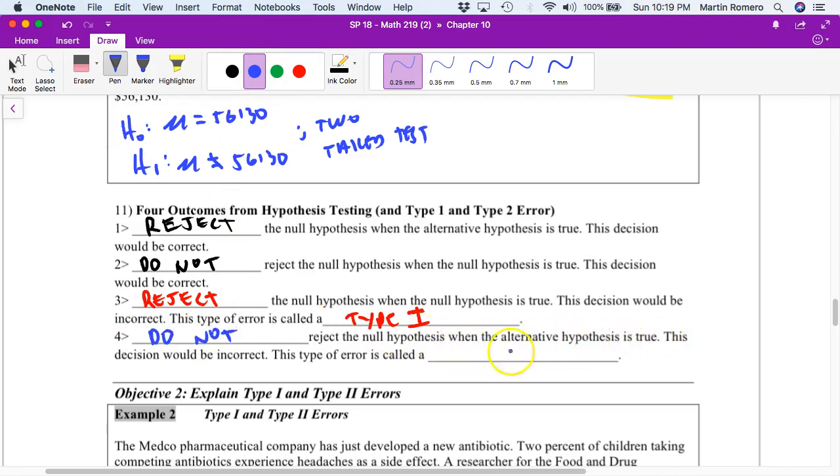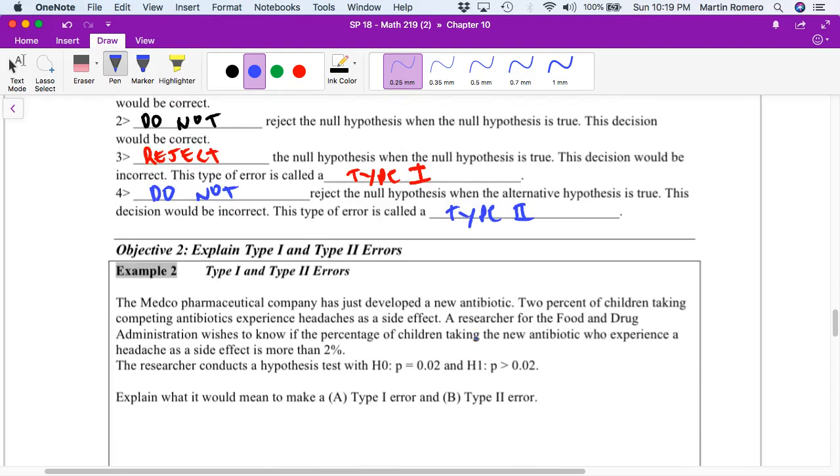And then another situation would be to not reject the null hypothesis when the alternative is actually true. So you're saying the null hypothesis is probably true, however, the alternative is true. So this decision would be incorrect. This type of error is called a type 2 error.